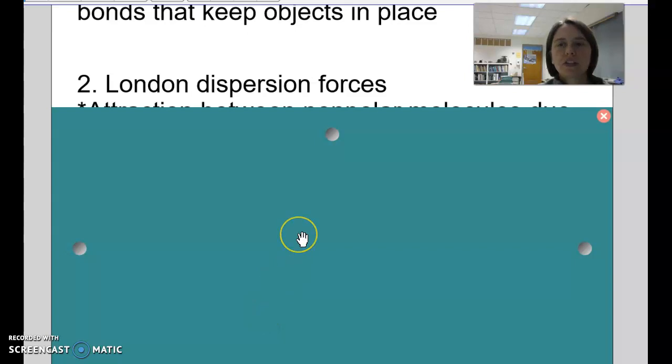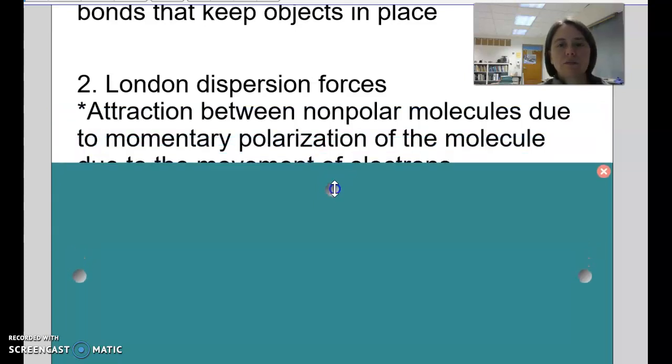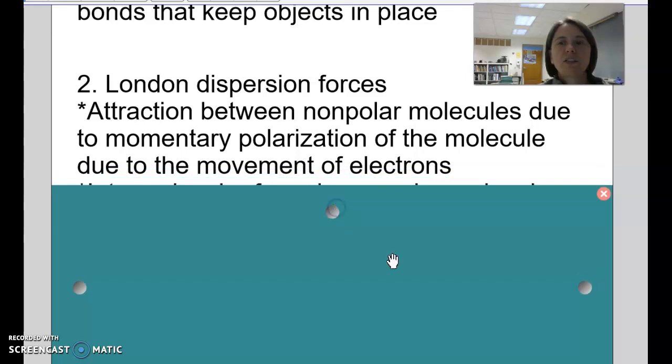So we're going to finish up talking about intermolecular forces, and we're going to talk about the type of intermolecular force that is found between nonpolar and nonpolar molecules. So that's called London dispersion force. And what is it? So please write this down.